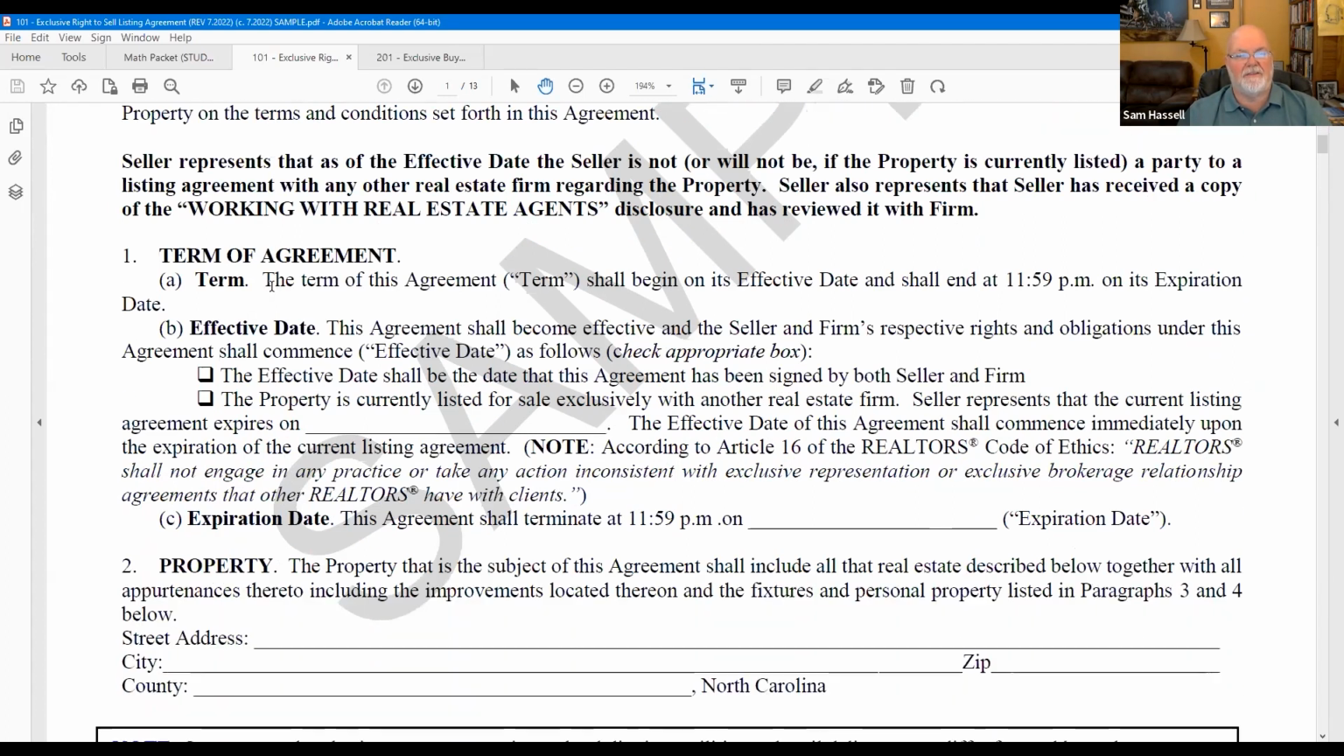And again, there's a lot of other things, but for the sake of time, big bold letters right in the middle of the first page. Seller represents that as of the effective date, the seller is not or will not be, if the property is currently listed, a party to the listing agreement with any other real estate firm regarding the property. We're not working with anybody else. Rule number 1. Second sentence says, the seller also represents that the seller has received a copy of the Working with Real Estate Agents disclosure and has reviewed the form.